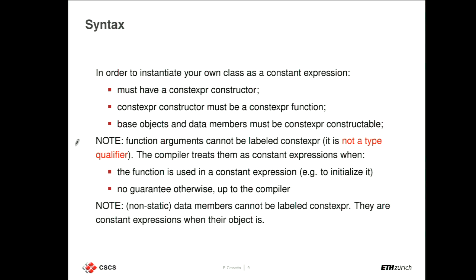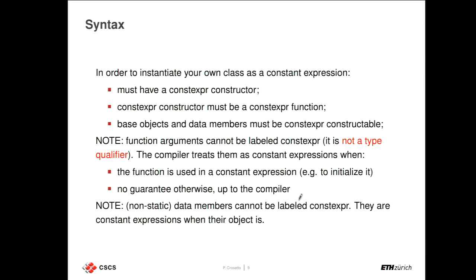This is a mistake that the first time you use Constexpr you might fall into: you might try to put Constexpr on the function arguments. The function arguments cannot be Constexpr. Constexpr doesn't go inside the type; it doesn't have anything to do with the type. You can have two things of the same type, one Constexpr and the other not, and they are indistinguishable from the type alone. The compiler treats the arguments as constant expressions when the function is used inside a constant expression, for instance, to initialize a constant expression or inside a static assert.